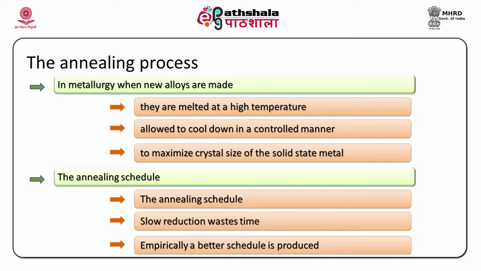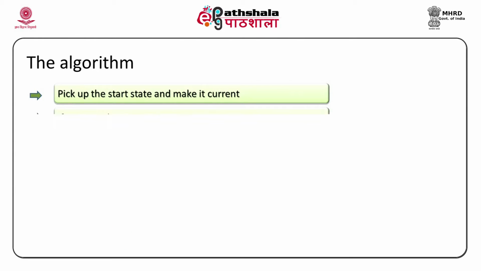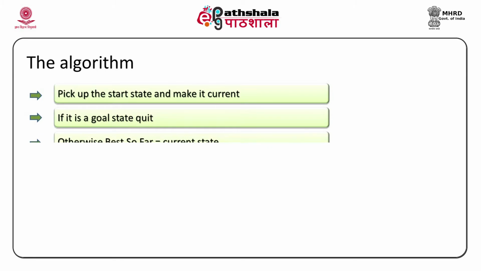The same process is used in simulated annealing. How? Look at this. Pick up the start node and make it current. If it is a goal state, quit. Now, you can see that what we are talking about is almost hill climbing, otherwise best-so-far is the current node. Now, there is something different.